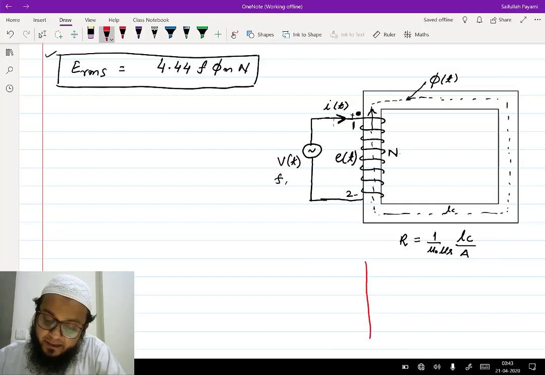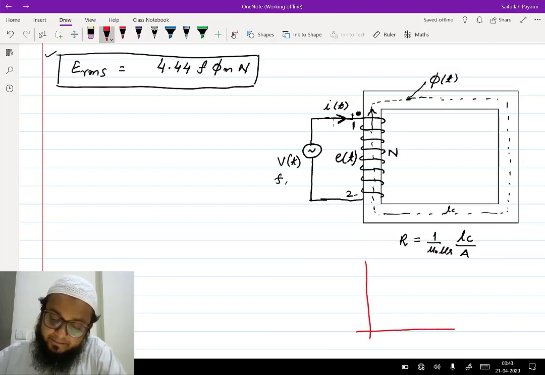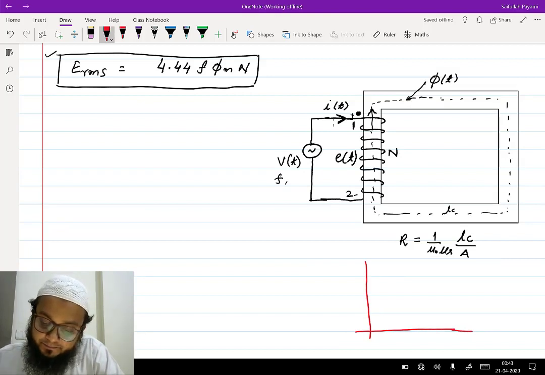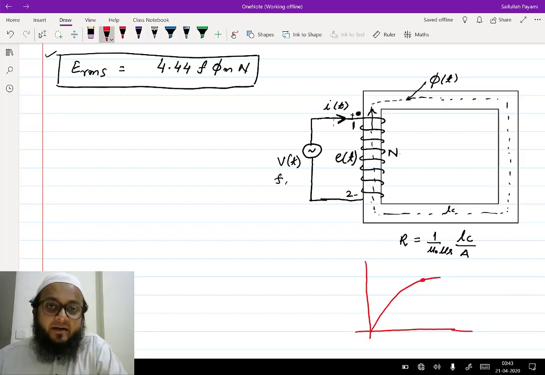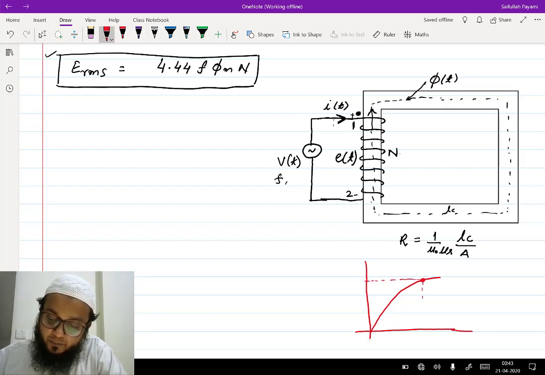Of the ferromagnetic material. Okay, so let's say we are operating, and as I have said, generally we operate at the knee point. So this is the knee point, and this is phi m here.